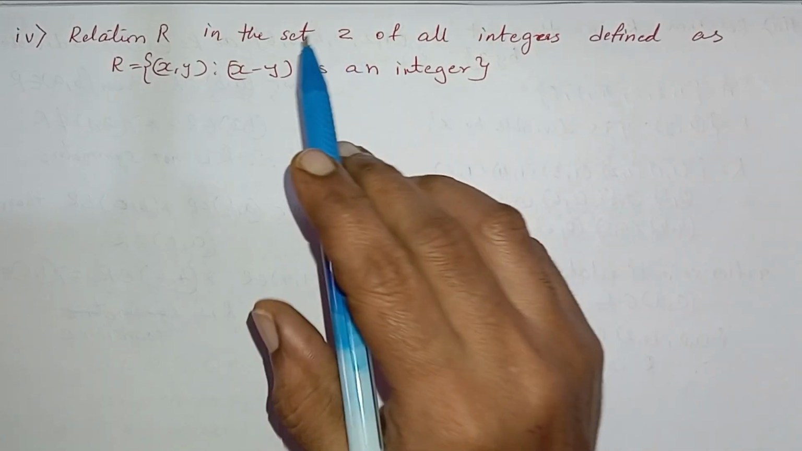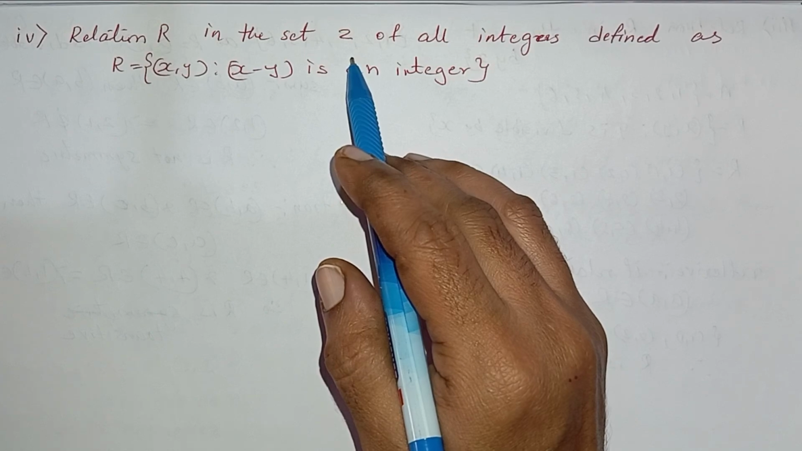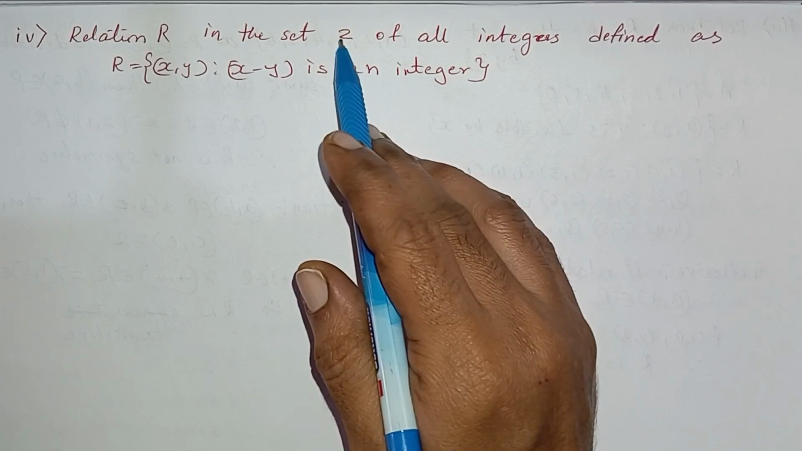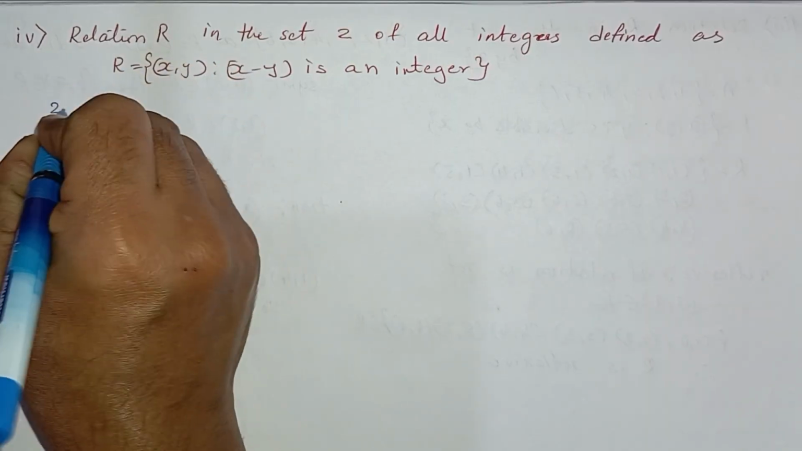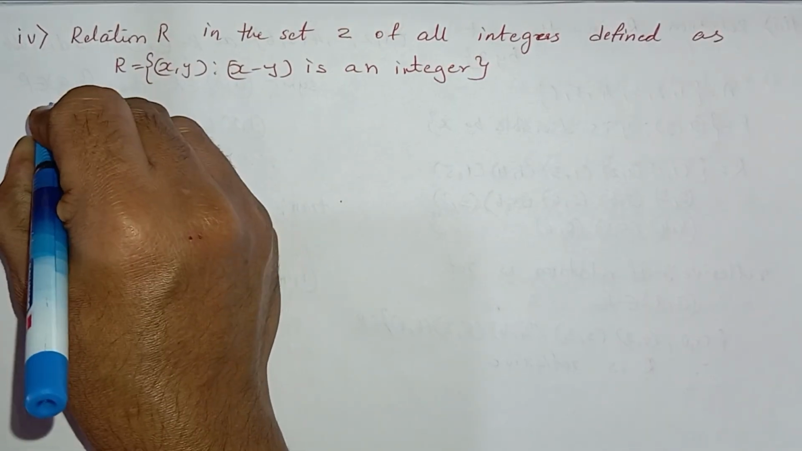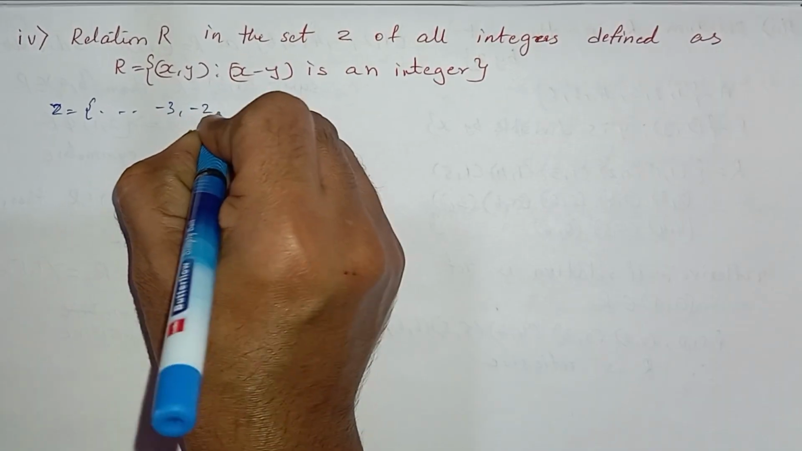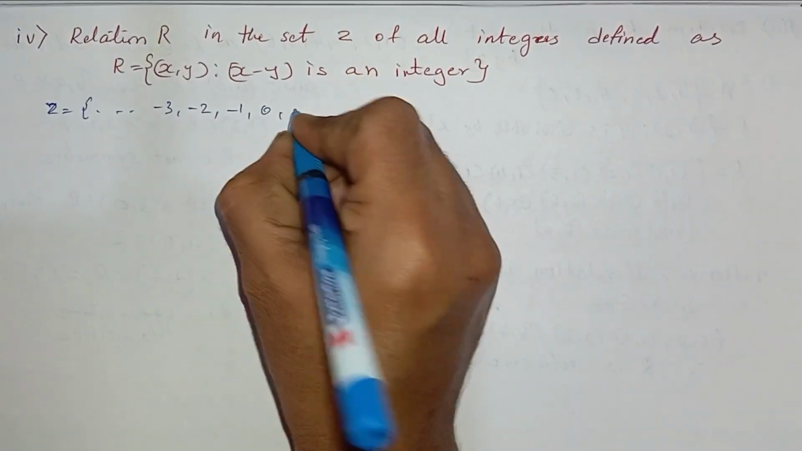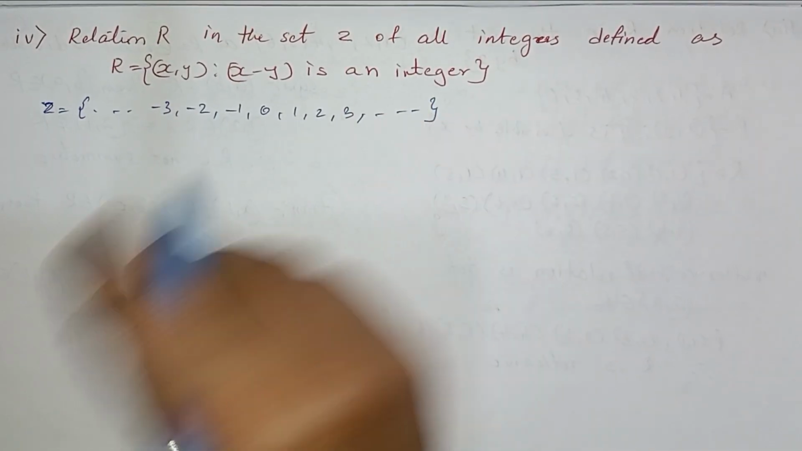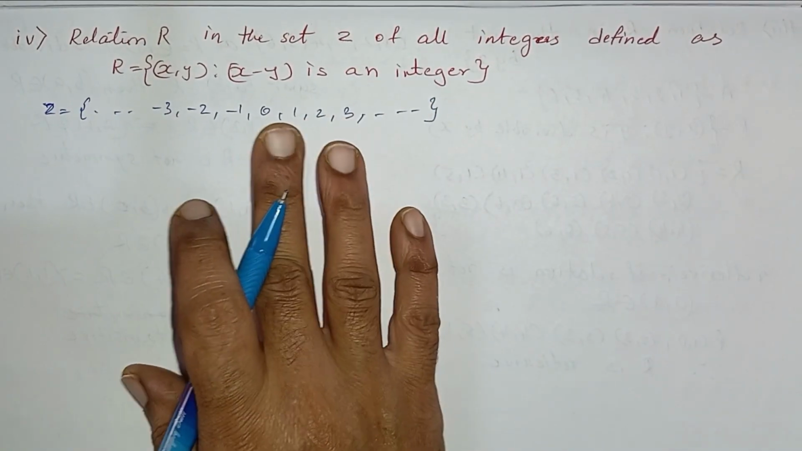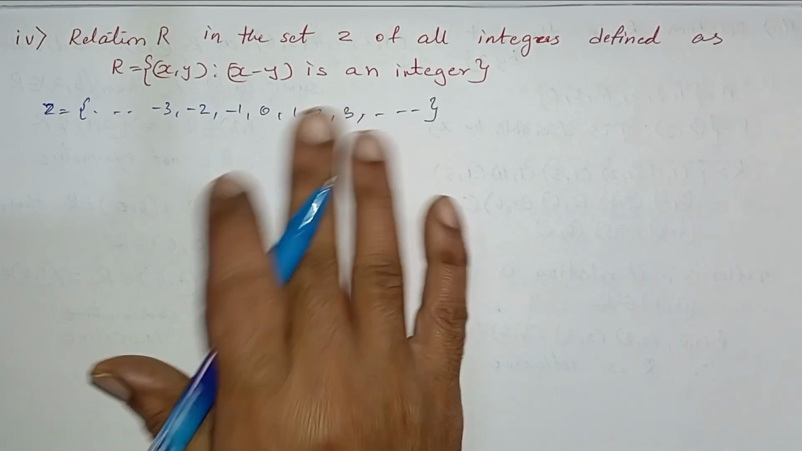So here they have given a set of integers. Integers means all the negative numbers, 0 and the positive whole numbers will be in the set Z. So Z is equal to ..., -3, -2, -1, 0, 1, 2, and 3. So this will be the set Z of integers. So we will have all the integers.